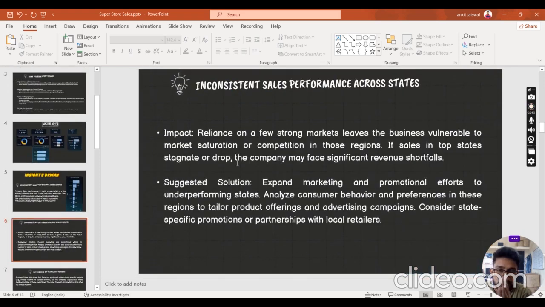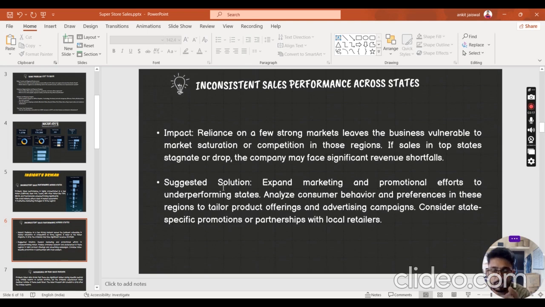Next, what's the impact of this? Reliance on very few markets leaves the business vulnerable to market saturation or competition in those regions. If sales in top states stagnate or drop, the company may face a significant revenue shortfall. Obviously, this could happen. This could be the impact on this store.